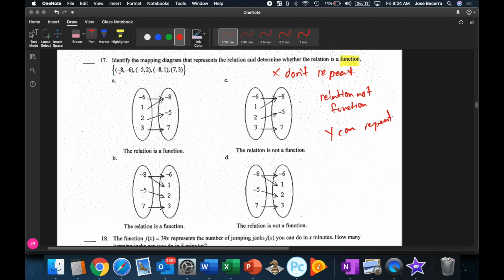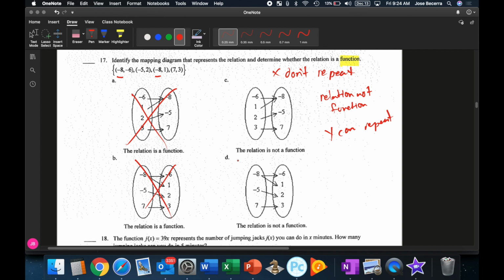Okay, so what happened here? -8 and -8. It repeated. So is it a function? So A is wrong and B is wrong. So we got to look at C and we got to look at D. Which one comes first? The x's. So the x's give you the y. So which one should it be? Should it be C or D?